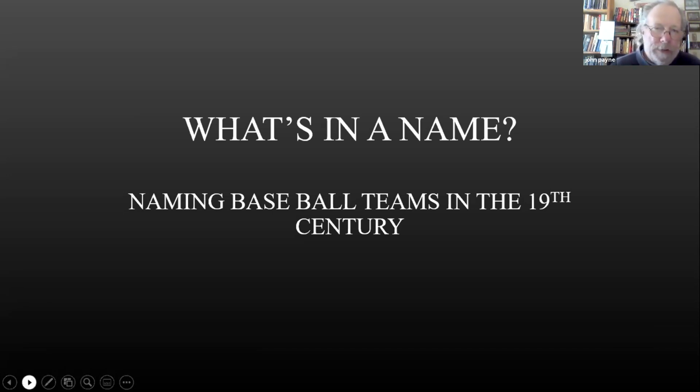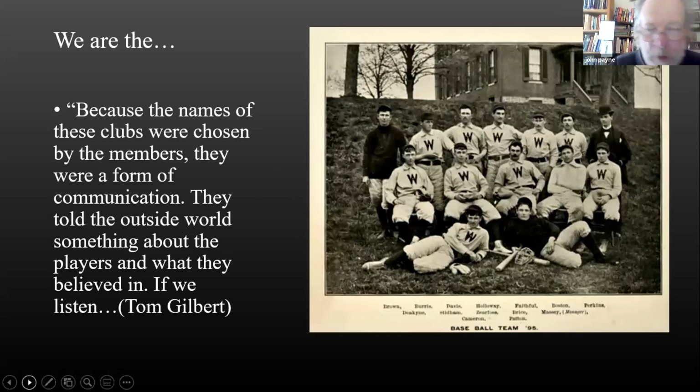Getting started, I actually take a quote out of the article that Tom wrote, because I think it accurately describes what I'm trying to do. Anytime people came together to form a team, they came up with a name, and that is a form of communication. They're making a statement either about themselves or maybe about the times they live in. And there's a lot of things influencing that part of it.